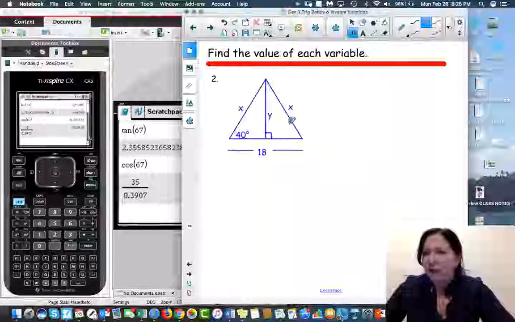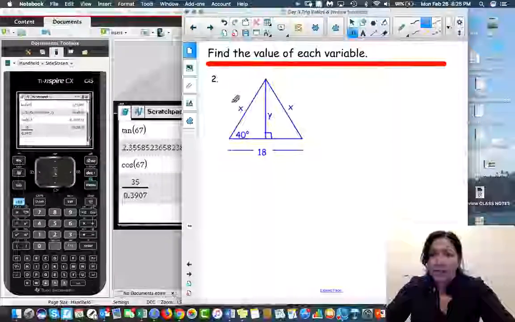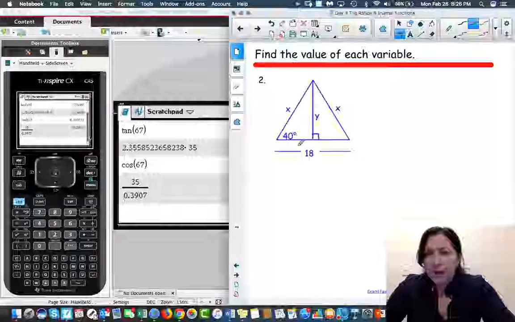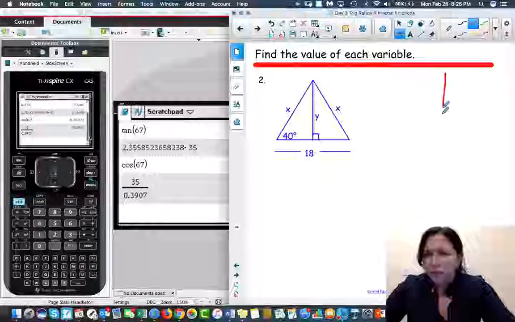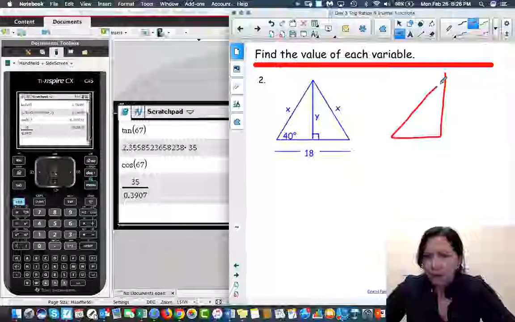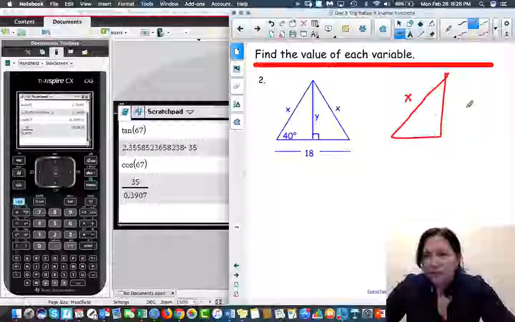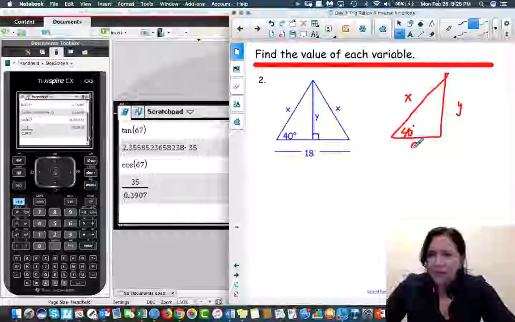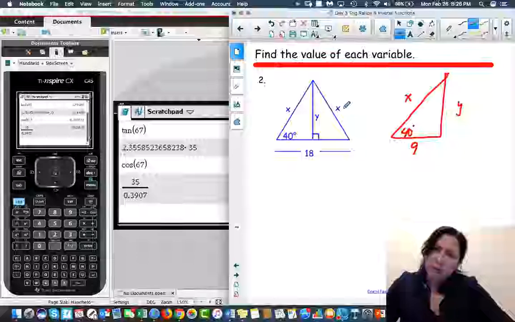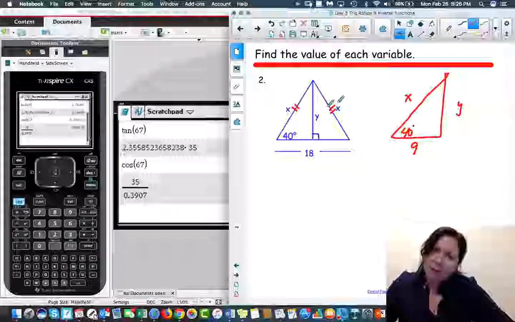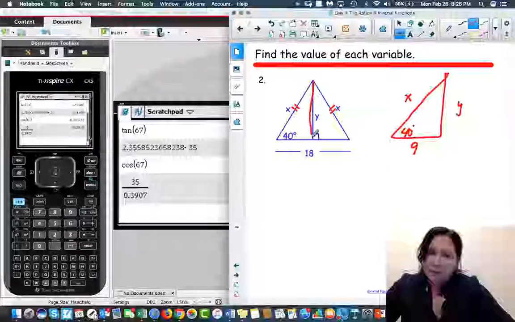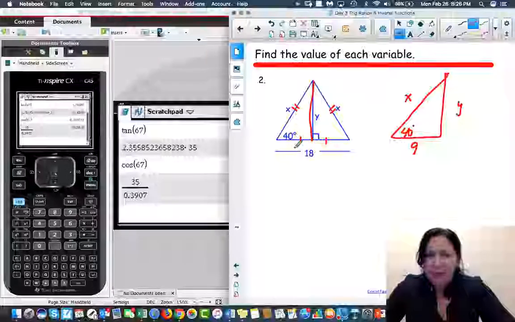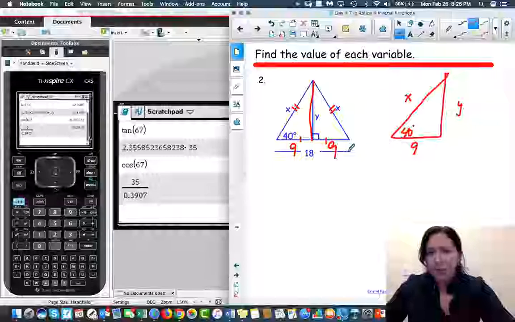We need to find the value of each variable for this. I see that both x's are exactly the same. So for this problem, looking at this triangle here on the left, that's x, this is y, and this is 40 degrees. This is 9, because this looks like an isosceles triangle, so this altitude does cut that base in half, leaving this 9 and that 9.